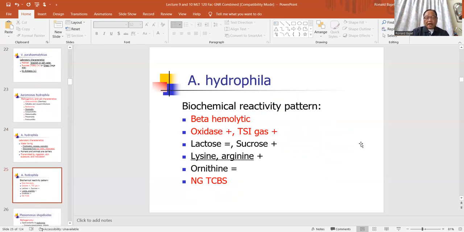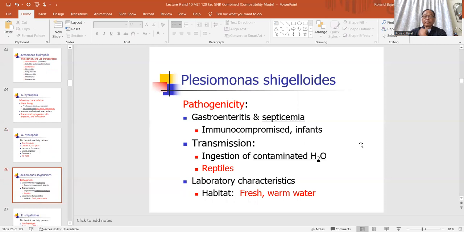Well, it's oxidase positive. Okay, so a lot of organisms are oxidase positive, beta hemolytic, so are a lot of other organisms. This one, no growth on TCBS. That's interesting. So it's a non-fermenter. It's not Vibrio. The Vibrios will grow on TCBS and produce yellow or green colors, but Aeromonas hydrophila will not.